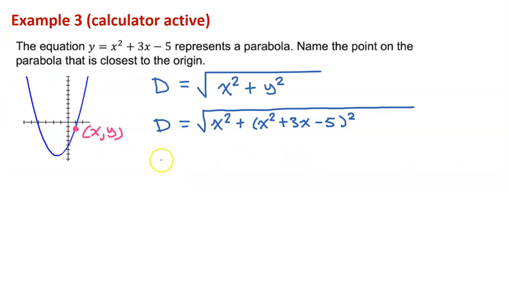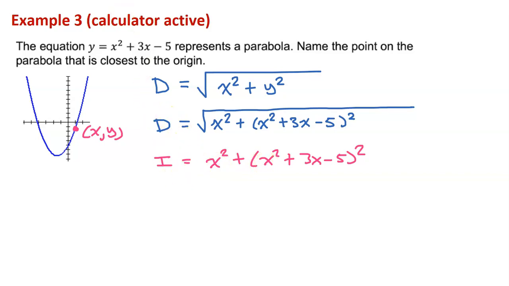The shortcut is to make a new expression which I will call I, because it will simply be the inside of what we have for distance. So x squared plus 3x minus 5 squared. If we can find the value of x that makes the inner expression as small as it can be, that same value of x will make the distance expression be as small as it can be. So forget about d. Let's just find the absolute minimum of I.